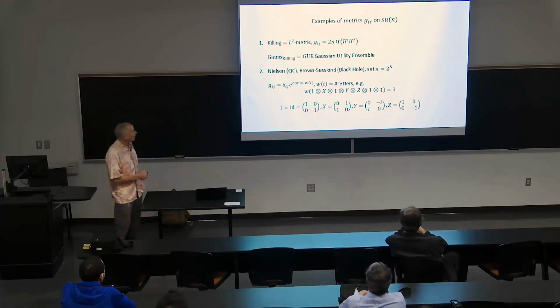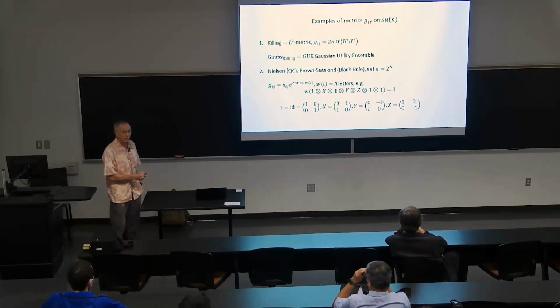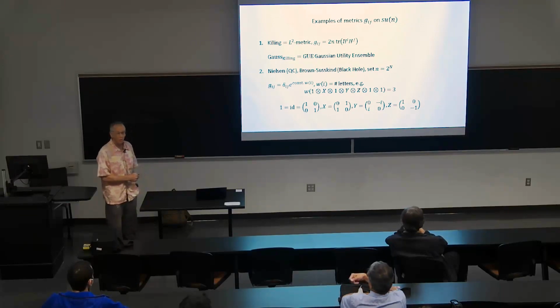So maybe this is a good moment to give examples of metrics that one might find or one might look for. I already mentioned the starting base point metric, just the Killing form. And this metric, if you look at the probability distribution associated to it, is just the Gaussian Unitary Ensemble, GUE. That's the usual way when a physicist says select something at random in the Lie group or in the Lie algebra, that's what they mean.